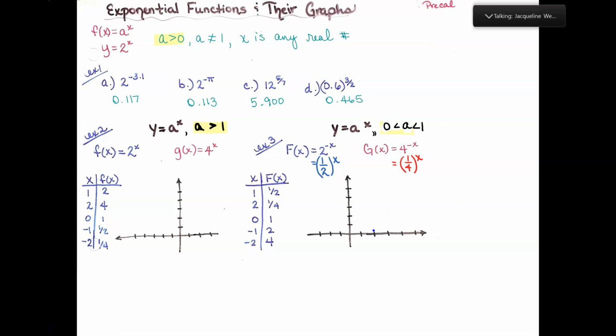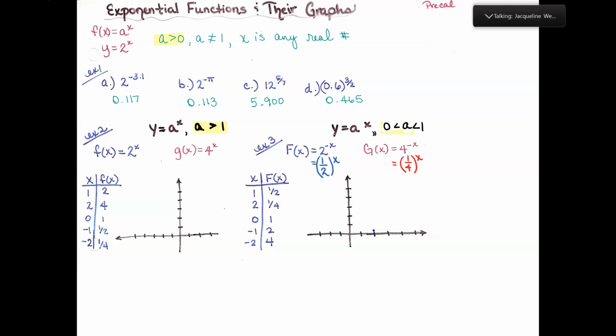All right, so we said that a had to be greater than 0 and not equal to 1. So that means that a could be greater than 1, or a could be between 0 and 1. Let's look at that first scenario: y equals a to the x when a is greater than 1. That would be something like 2 to the x. We can plot anything on the face of the earth if we just plot enough points.